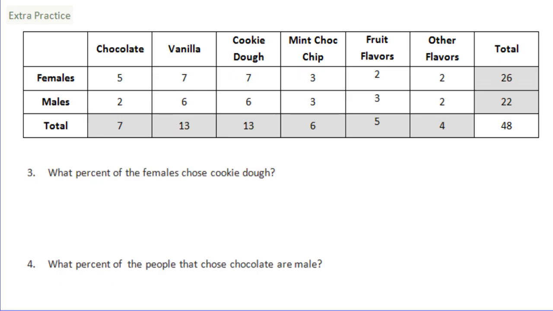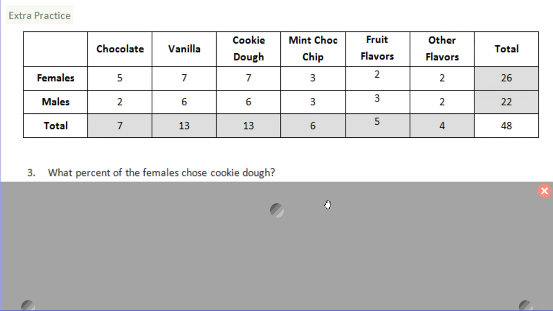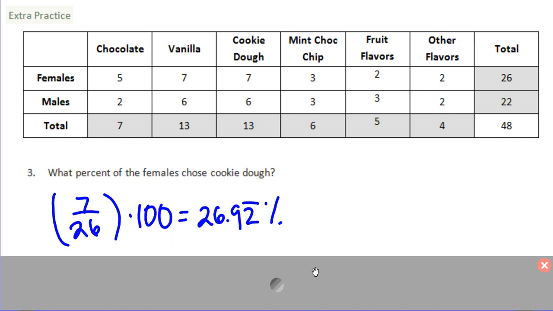All right, we're looking for the percentage of females who chose cookie dough. So let's see, females, we're talking about 26 individuals, 7 of them chose cookie dough. That's exactly 26.92 repeating percent. Again, going to the nearest tenth, 26.9.